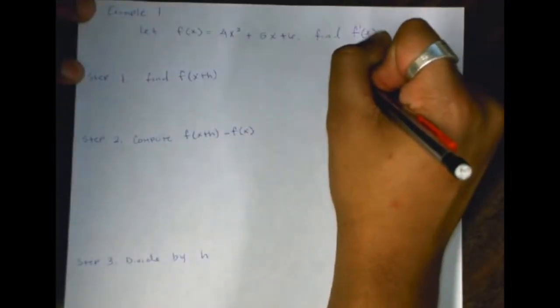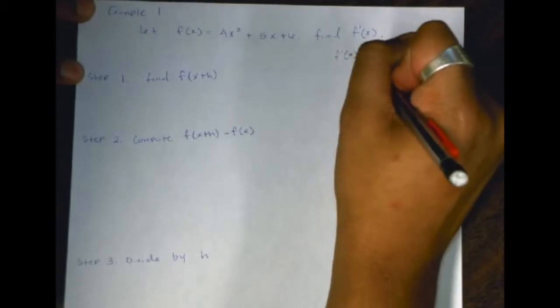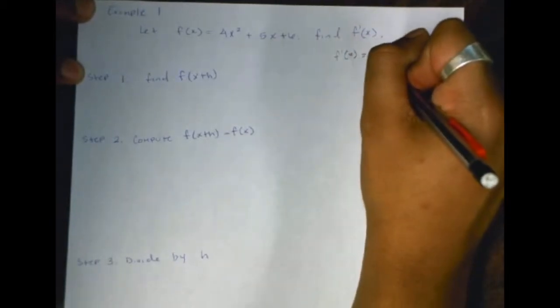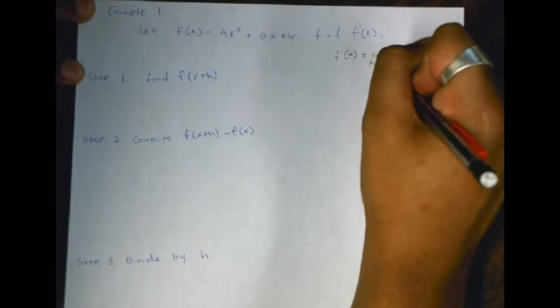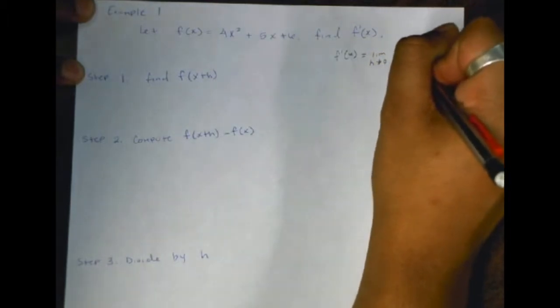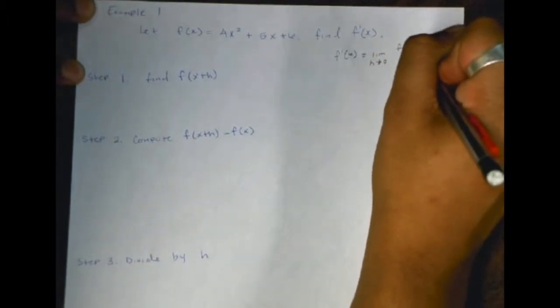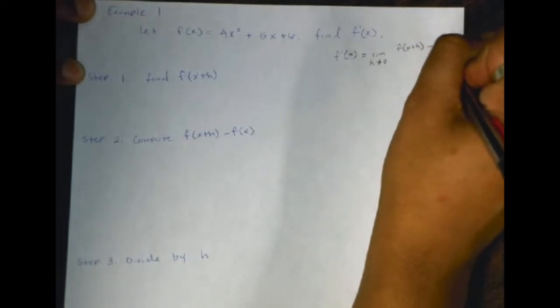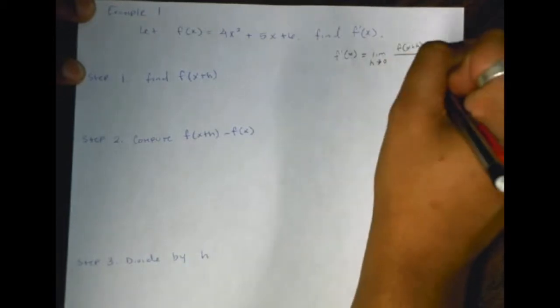Hello, my name is Manny, and today we'll be going over finding the derivative of a function using the four-step method. The four-step method explains that the derivative of a function, f prime of x, is equal to the limit, as h approaches 0, of f of x plus h minus f of x all over h. So, what does that mean?